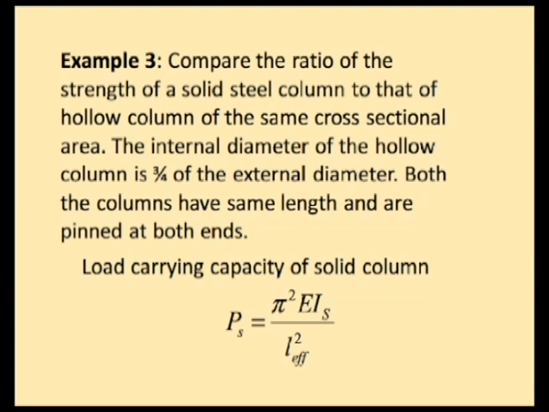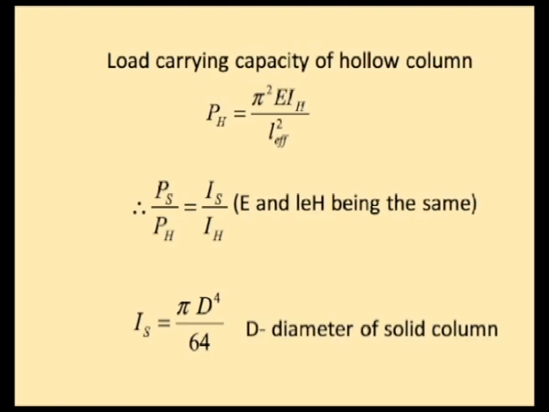The internal diameter of the hollow column is 3/4 of the external diameter. Both the columns have the same length and same end conditions, that is, both are pinned at both ends. So, the load carrying capacity of a solid column is P suffix S, which is equal to pi squared E I, instead of I I will use I S for the solid section, by L effective whole squared. Similarly, the load carrying capacity of the hollow column will be P H, which is equal to pi squared E I H by L effective whole squared.